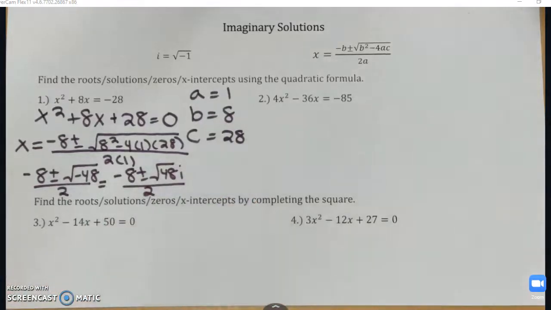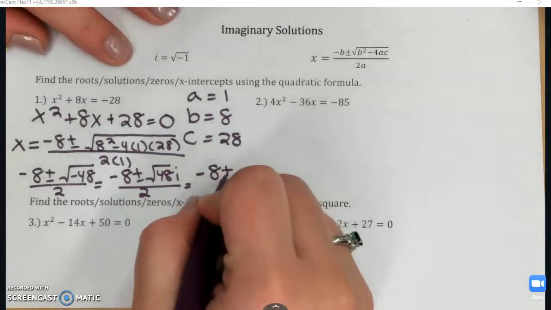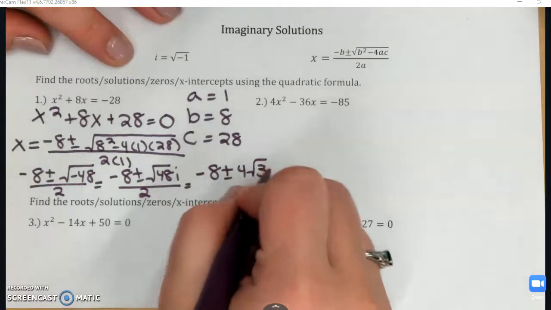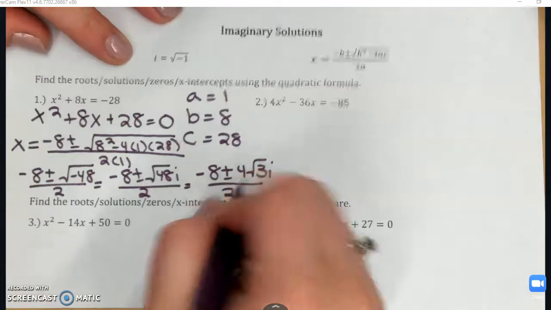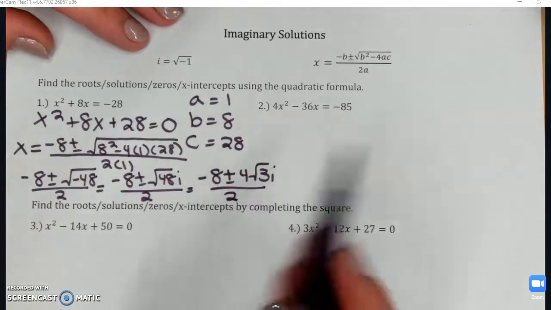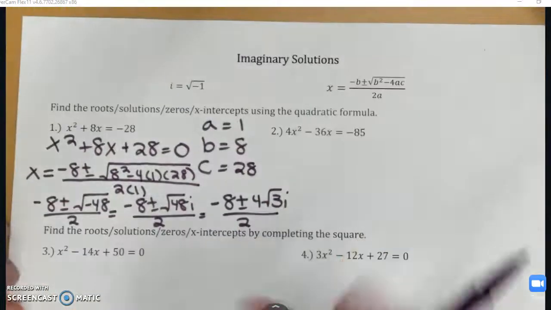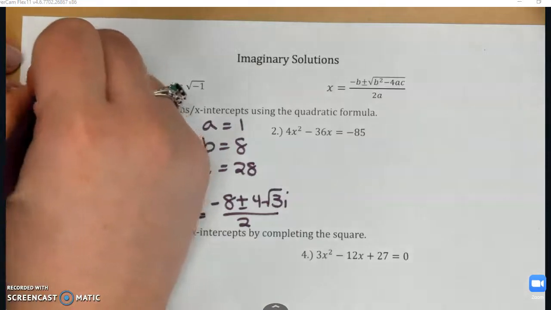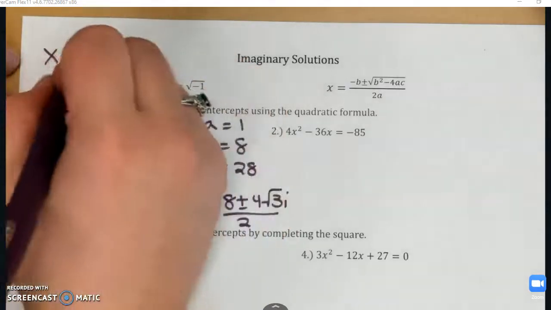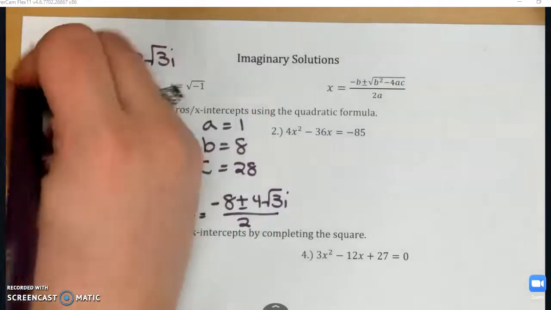And 48 is not a perfect square, but I can simplify it because 16 is a factor of 48, and 16 is a perfect square. So -8 plus or minus 4 square root of 3i is the simplified radical. And now the last thing I'm going to do is simplify. -8, 4, and 2 can all be divided by 2. And I'm running out of room here, so I'm just going to put the answer up above. But my final answer for this problem, number 1, is -4 plus or minus 2 square root of 3i.